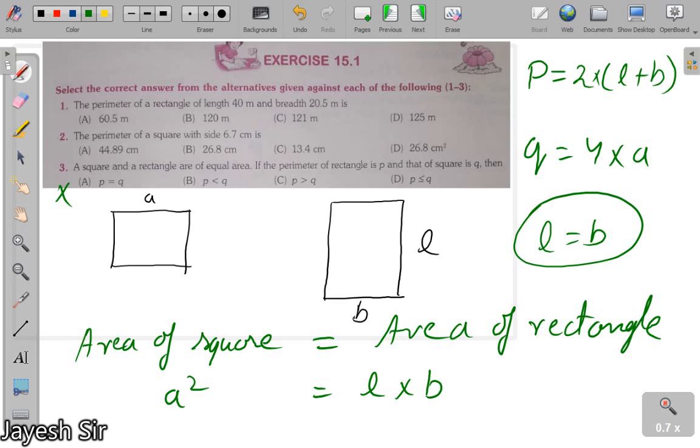Let us discuss a case. Suppose the area of both of these figures is, let us say, 16. So when will be the area of square 16? When side of the square is 4.